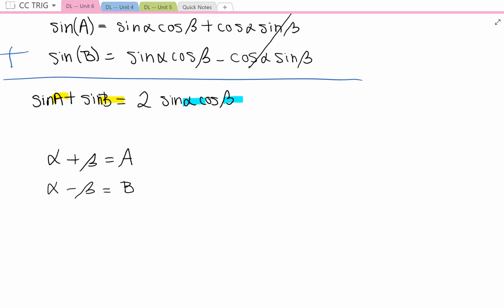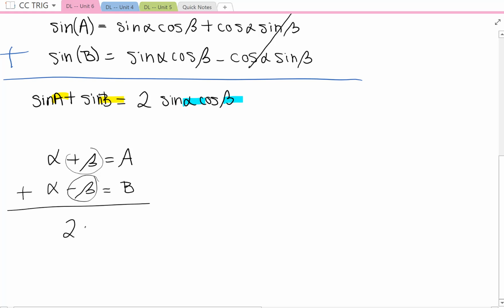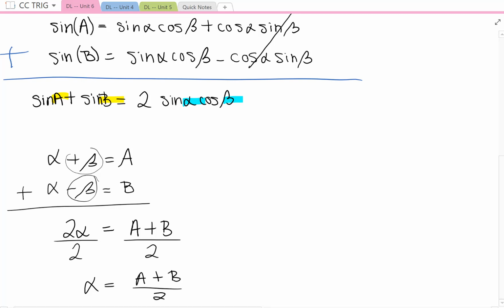To build an expression that is equivalent to alpha, we will go ahead and add these two equations because positive beta minus beta is 0. Alpha plus alpha is 2 alpha. Beta minus beta is 0. And we're adding this, so A plus B. Divide by 2 on both sides. The way that alpha relates to A and B is that it is A plus B divided by 2. It's actually the average of A and B.